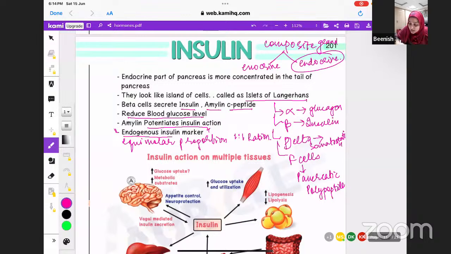So now you understand what is meant by your C-peptide acting as an endogenous insulin marker. That is, it is produced in equimolar proportions as the insulin, in the ratio 1:1. Both of them are entering into the blood at the same time and in the same proportion. But your C-peptide is going to stay in the blood for a longer time, so it is easier for you to measure the C-peptide more accurately. Therefore, it is considered an endogenous insulin marker.